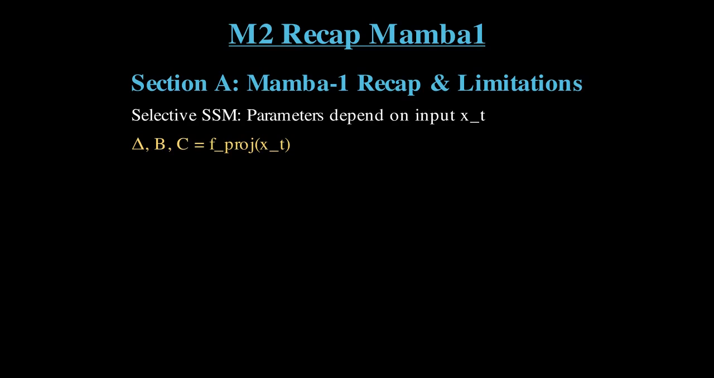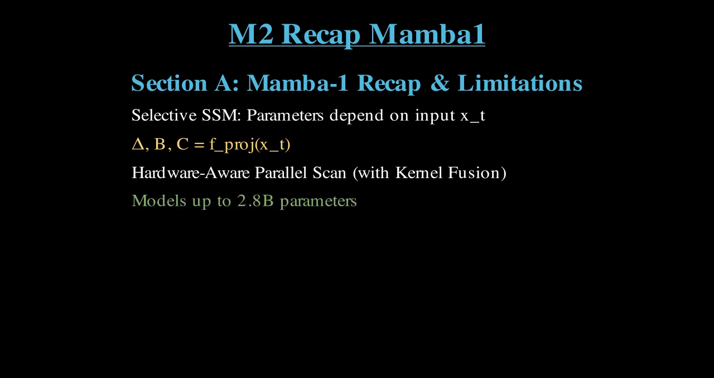To make this work efficiently on modern hardware, the authors developed a hardware-aware parallel scan. This algorithm used kernel fusion to overcome the memory bottleneck of a sequential scan. They trained models up to 2.8 billion parameters, demonstrating strong performance. The key benefits were linear time complexity for inference, a huge win over the quadratic cost of attention. In terms of quality, it was often comparable to transformers of a similar size.